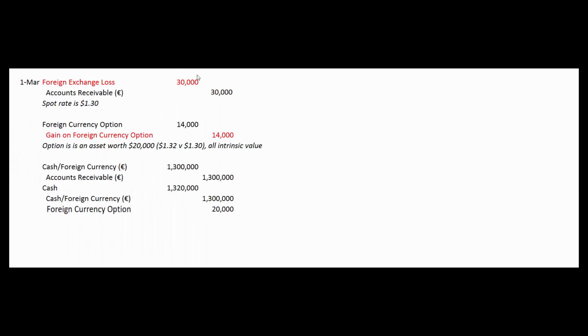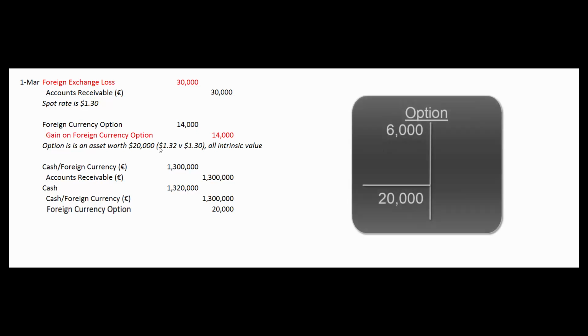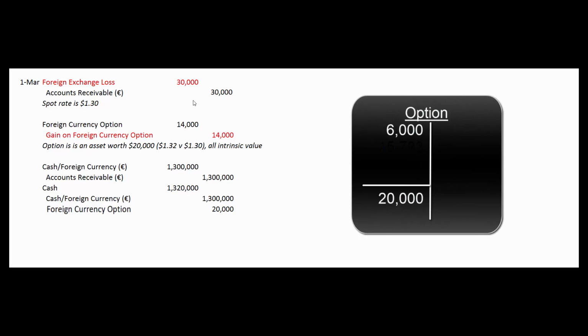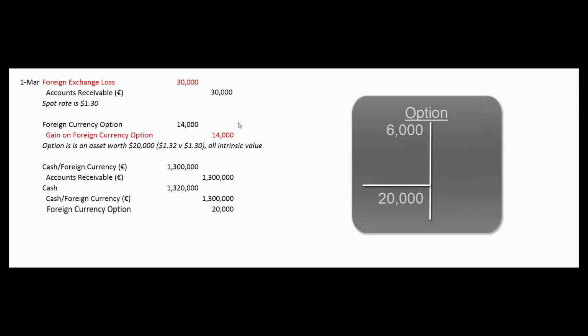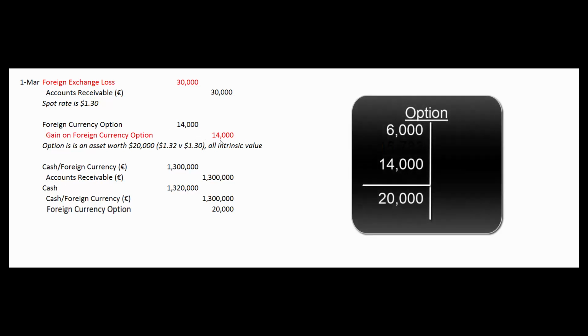So now we get to March 1st. The spot rate has gone down, so on the underlying transaction we've got a $30,000 loss. That option is now worth $20,000. The spot rate is $1.30, but we have an option to sell for $1.32, so that's an extra $20,000. That option was on our books for $6,000, so we've got to write it up by 14, and we've got a gain on foreign currency option.